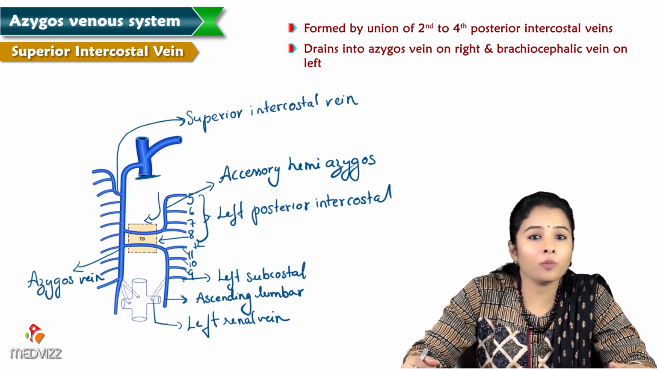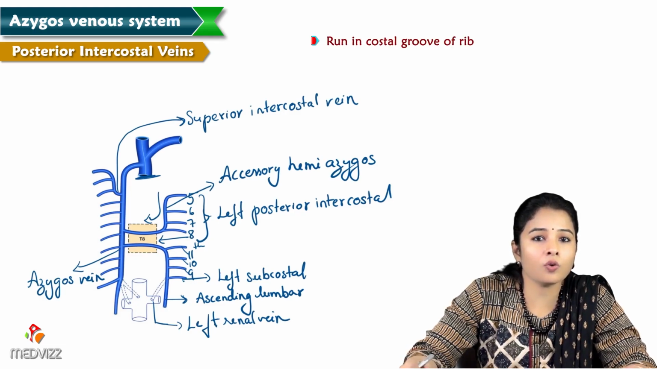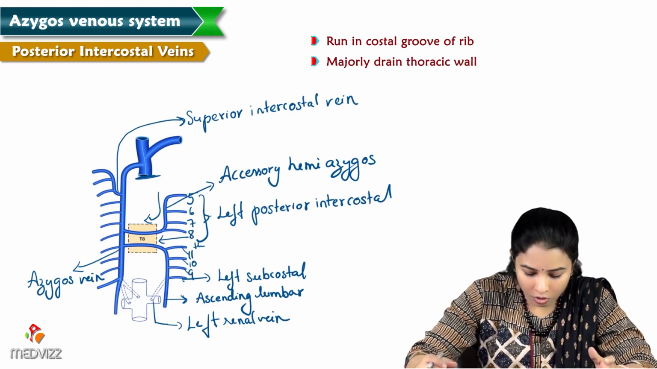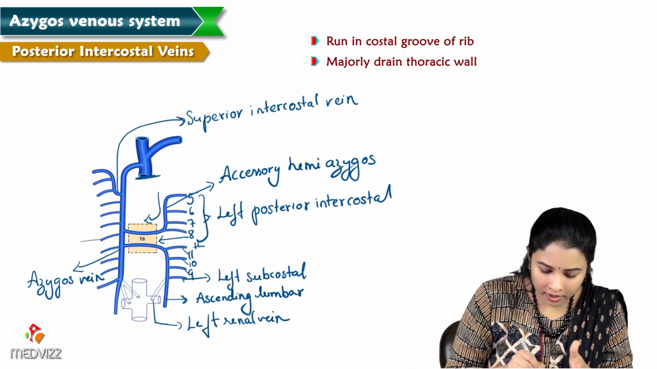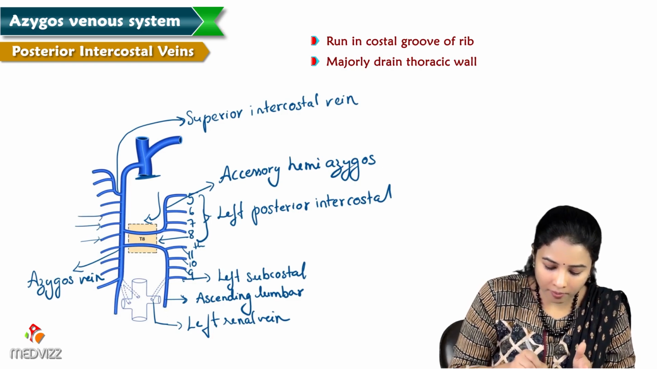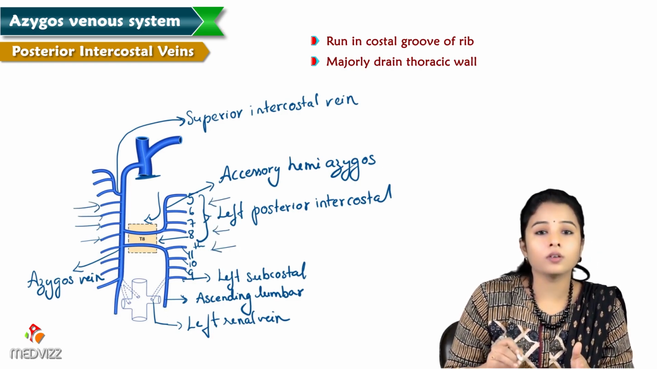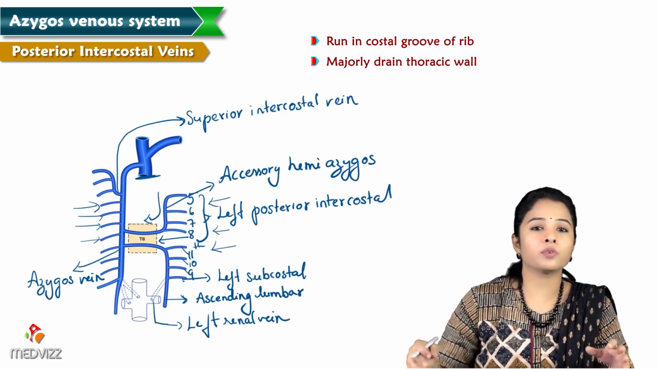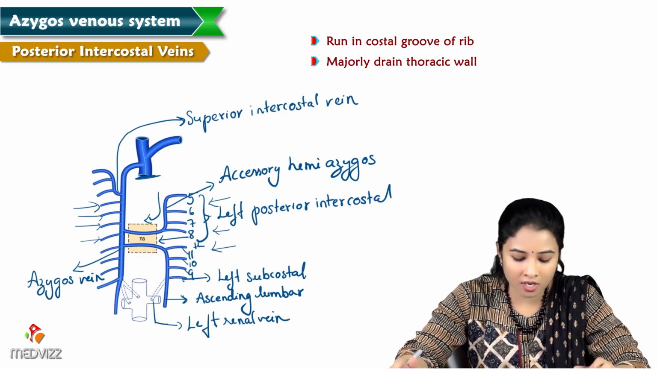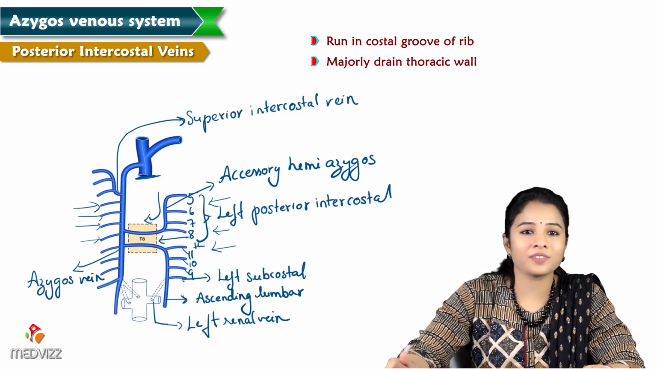And we shall talk about the posterior intercostal veins also, which run in the costal groove of the ribs and majorly drain the thoracic wall. All these posterior intercostal veins, what you are seeing here on each side, majorly drain the intercostal space. Most of the thoracic wall is drained by the posterior intercostal veins. So this completes the azygous venous system. Thank you.